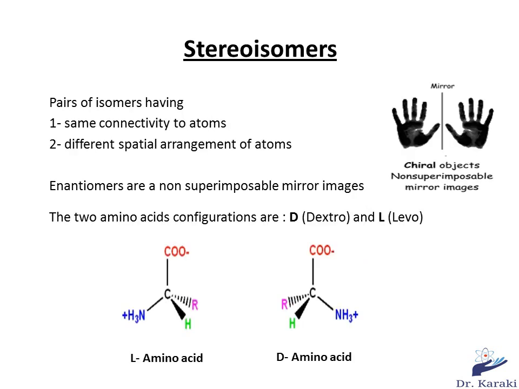This chirality gives 2 isomers that are optically active, which means they can rotate plane polarized light. These stereoisomers, also called enantiomers, are non-superimposable mirror images, and they are like the left and the right hands. There are 2 configurations of amino acids, the D and the L configuration. D stands for dextro, or right. It's when the amino group is headed to the right. L stands for levo, or left. It's when the amino group is headed to the left.